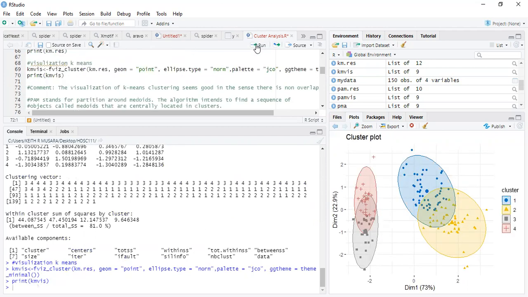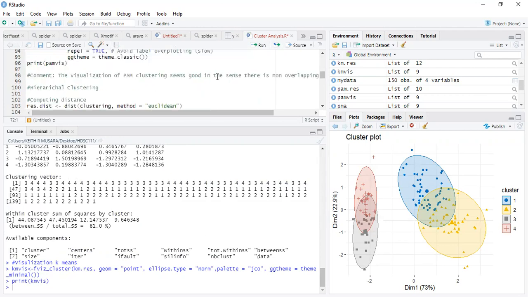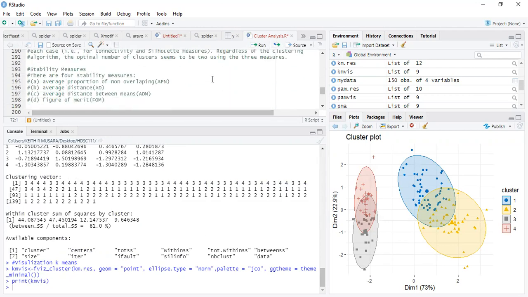Let's do the plot. Now the plot suggests something different. You see, the more you increase the number of clusters, there is a lot of overlapping. Let's see what happens on the table.